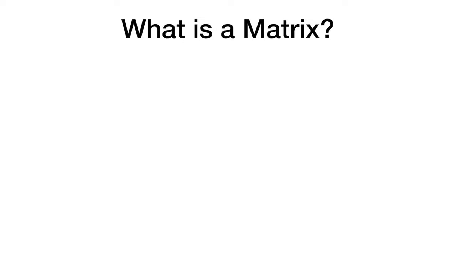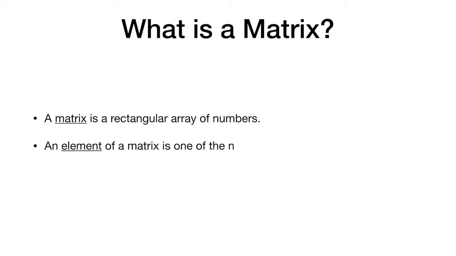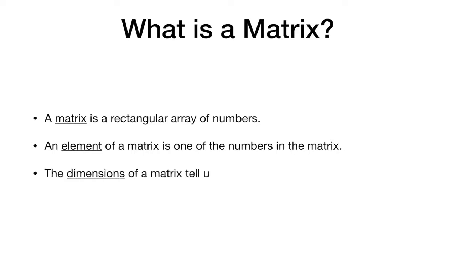So, the answer to that is, a matrix is a rectangular array of numbers. Now, within the matrix, we have many elements. An element of a matrix is one of the numbers in the matrix. And finally, the dimensions of a matrix tell us how many rows and columns it has.